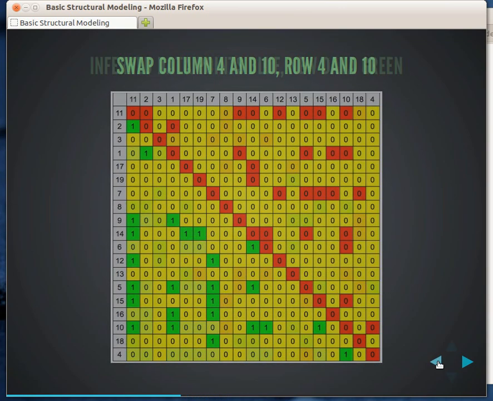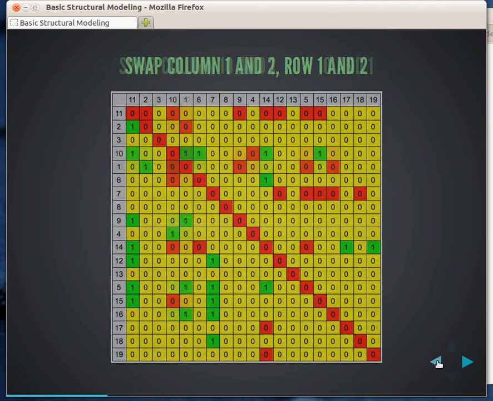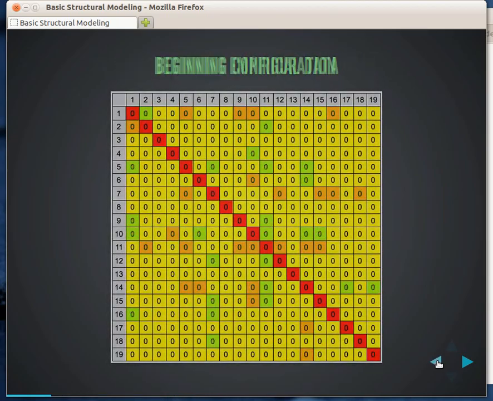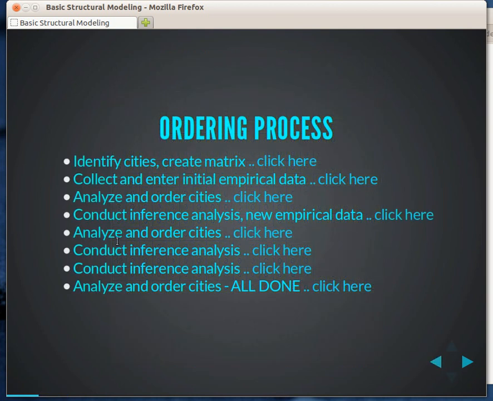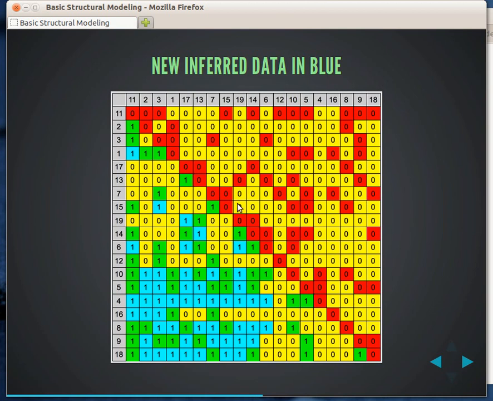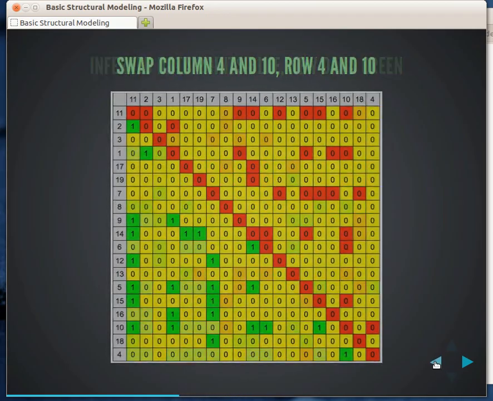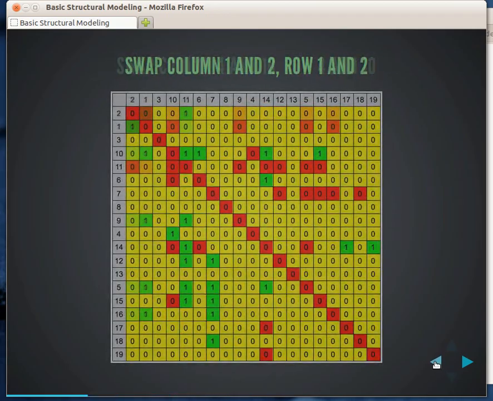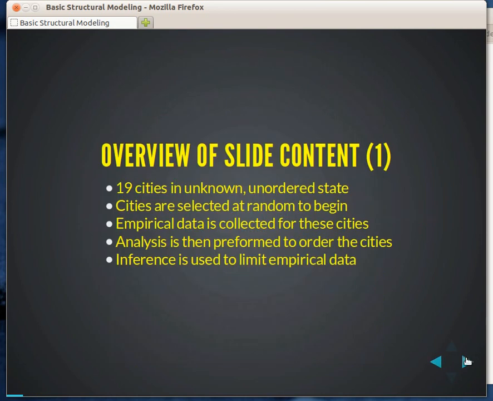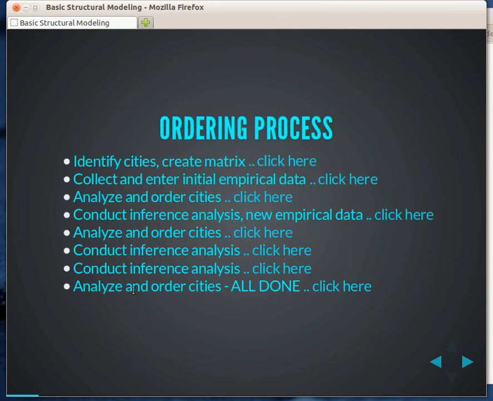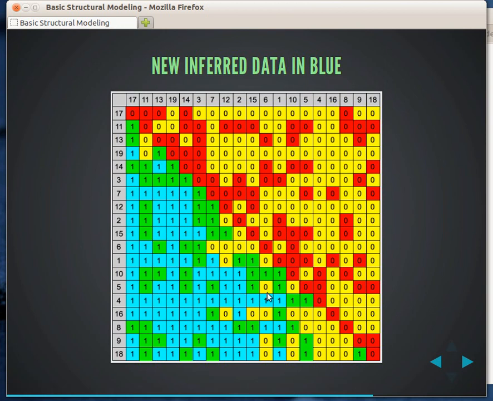Now we'll go back and look at how this works again. So then we'll conduct the inference analysis. Now we'll infer more. We've inferred more blue ones here. Then we'll go back again quickly to the, whoops, went past at that time. And then we'll conduct further, and we'll collect more data one at a time and then do an inference.